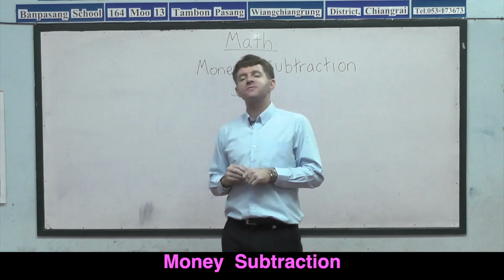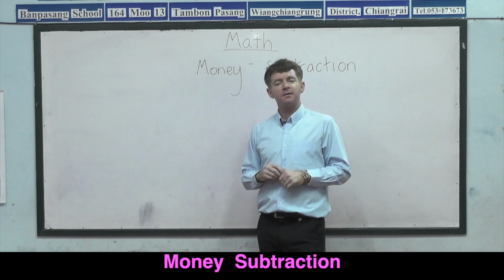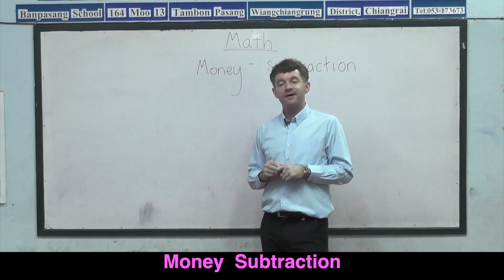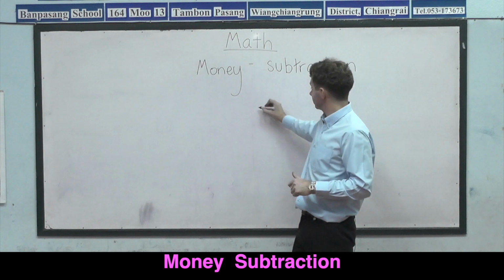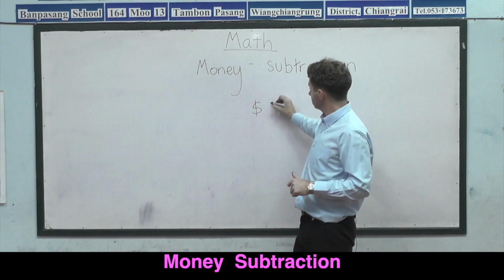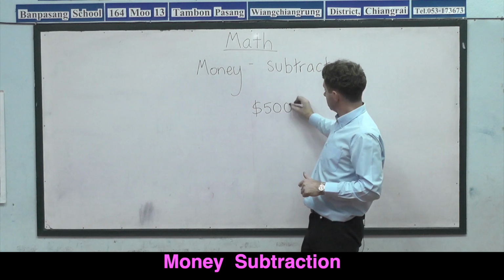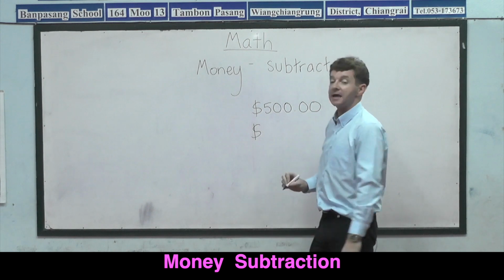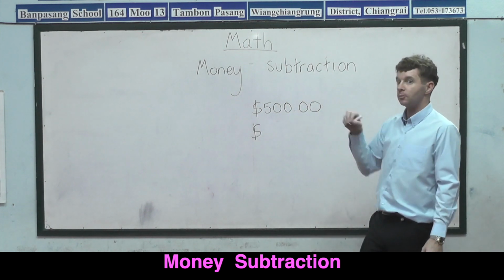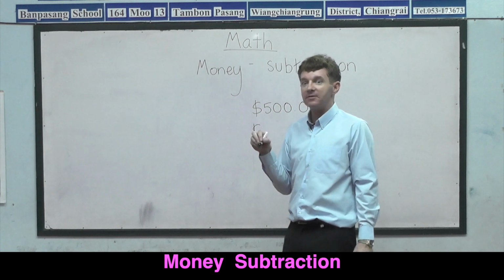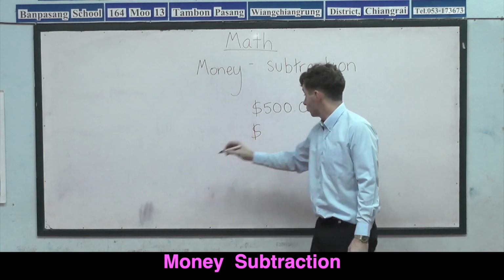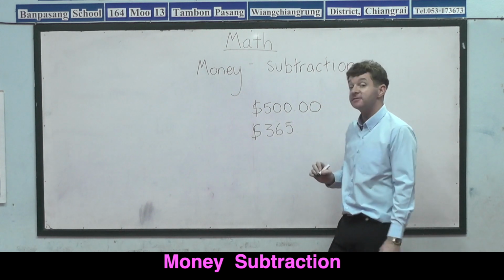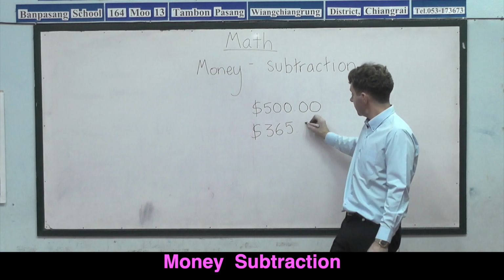How much money did we have to spend in the last lesson? Can anybody remember? We had 5 banknotes. How much were they worth altogether? $500. Excellent. So $500 looks like this. Now, who can give me an amount of money that we need to subtract? How many dollars? $365. Any cents? No. Okay.